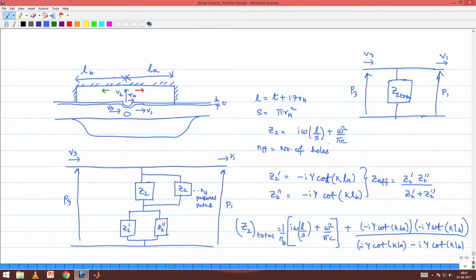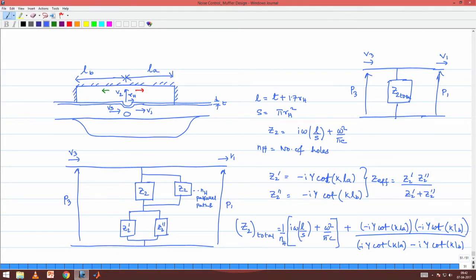As a result, this quantity Z2, which we said is i omega L by S plus omega square by pi c, will now be changed to accommodate the fact that there are multiple holes. And since each of these holes is hopefully identical, you will have a division, because this is a parallel path, the impedance does not add up. You have a 1 by N_h sort of a factor which will come in.